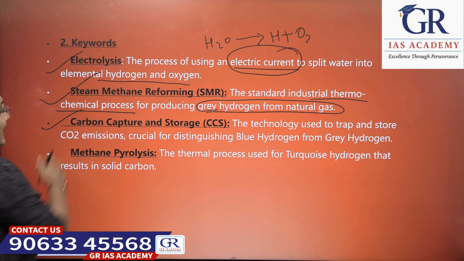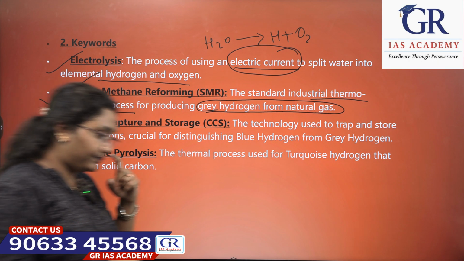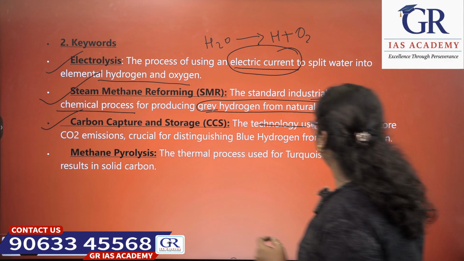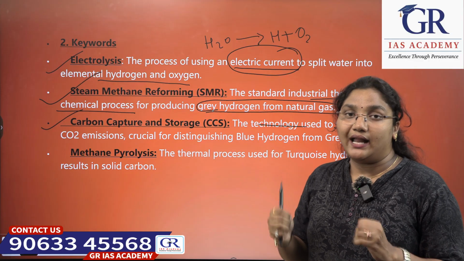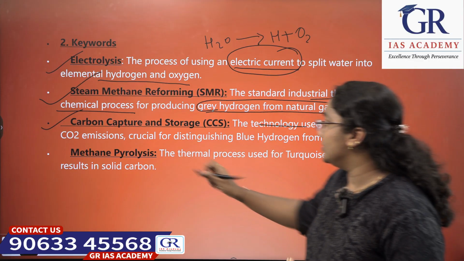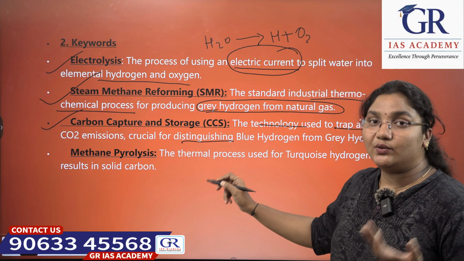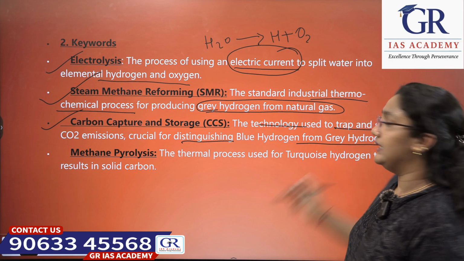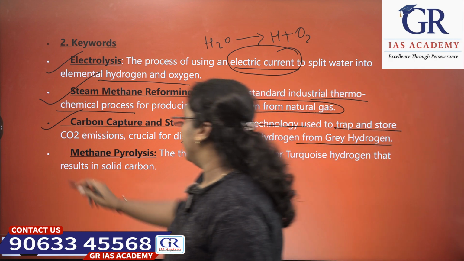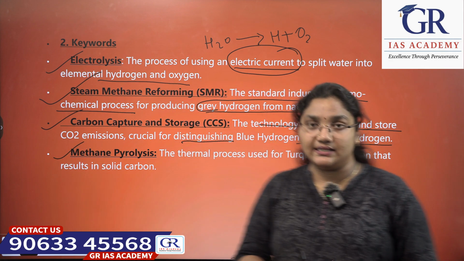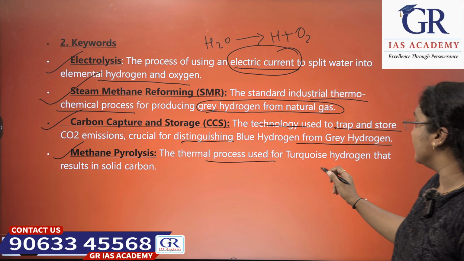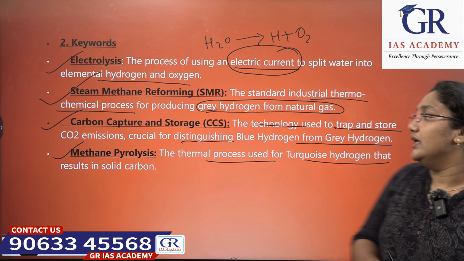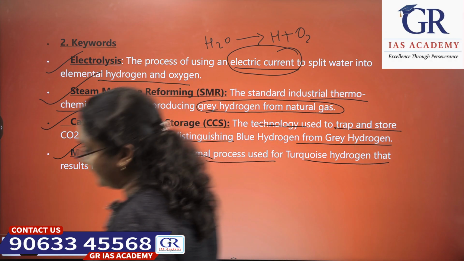Next is carbon capture and storage. How? The technology used to trap and store the carbon dioxide emissions, which is crucial for distinguishing blue hydrogen from grey hydrogen. Okay. The next is methane pyrolysis. What is it? This is the thermal process which is used to produce hydrogen that results in solid carbon.